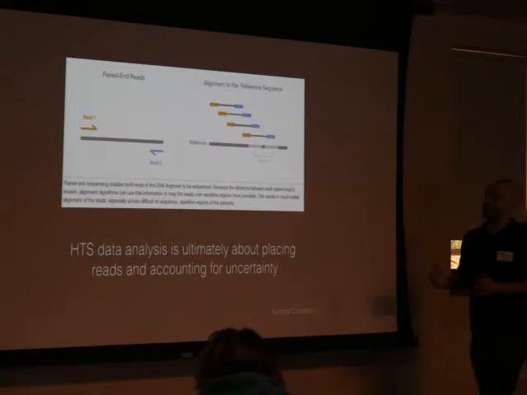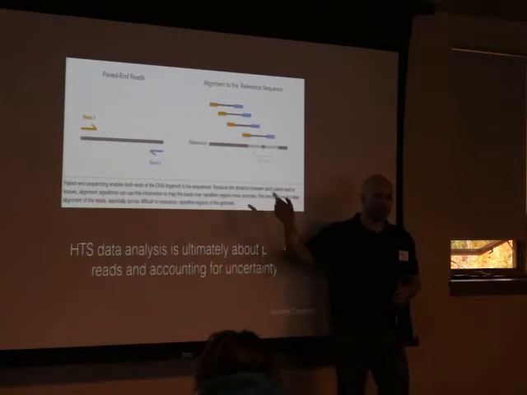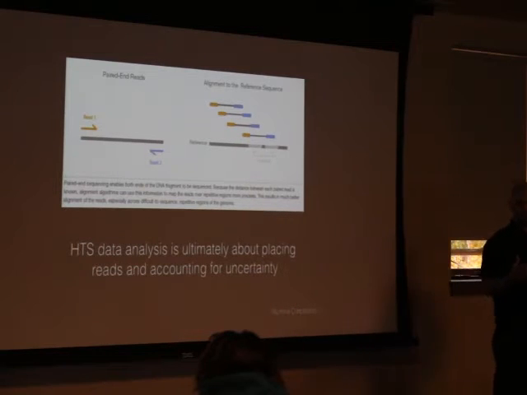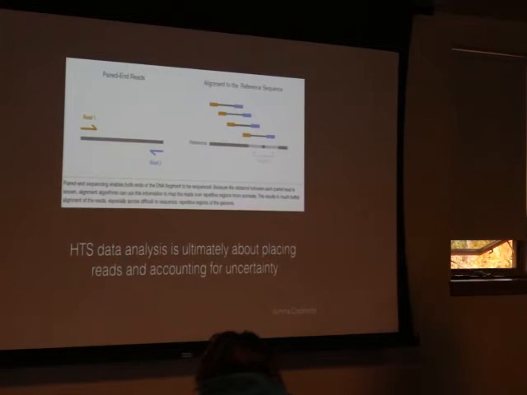And the question is, given your reference, and this reference can either be a reference genome or a set of targets that you've designed for an exon capture, maybe from a transcriptome or something like that, where do they go, and can we place them there confidently? And given that we place these things there confidently, can we call variants from them and get something useful out of it?